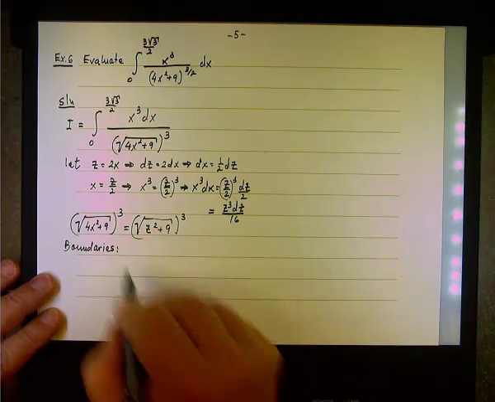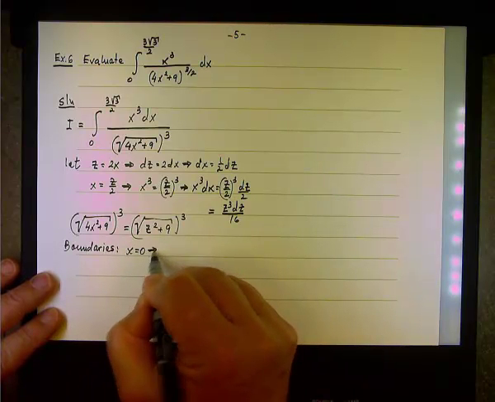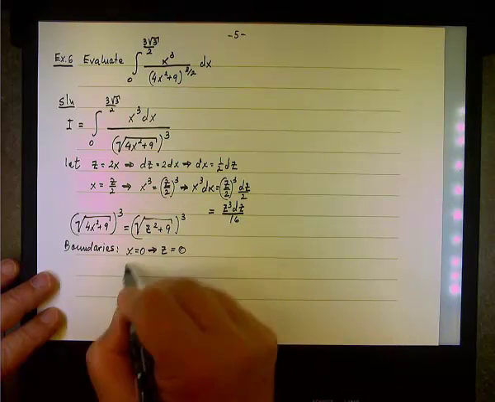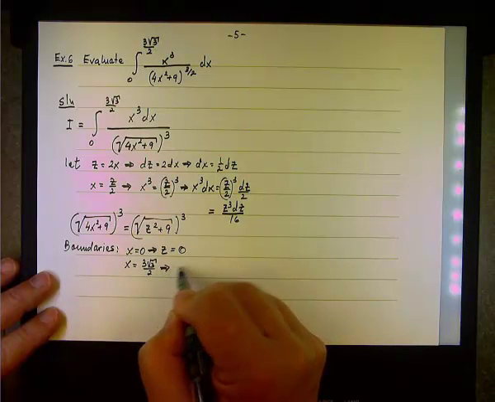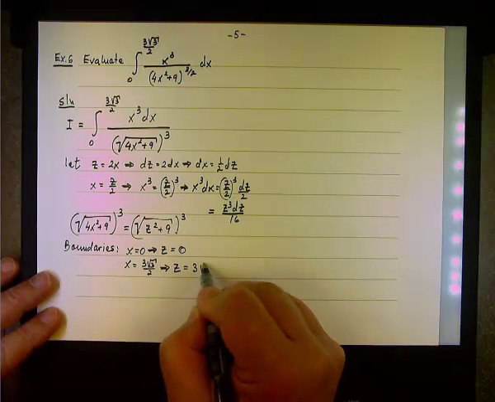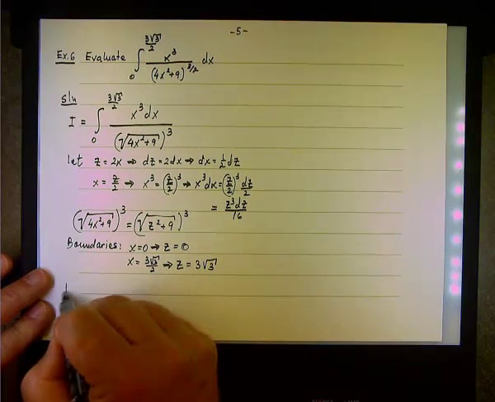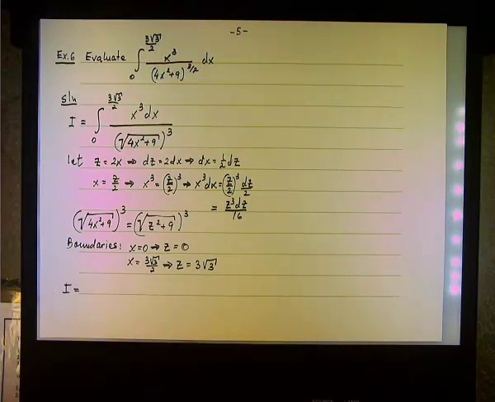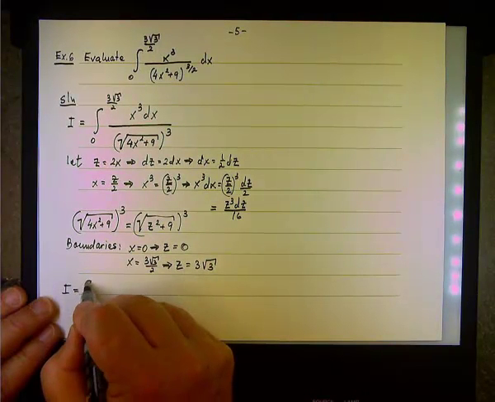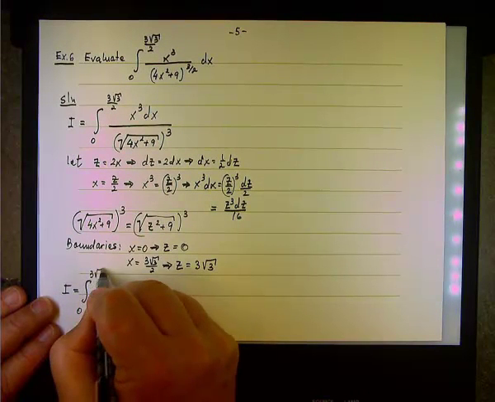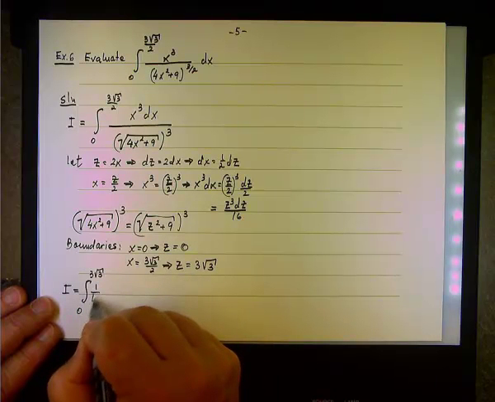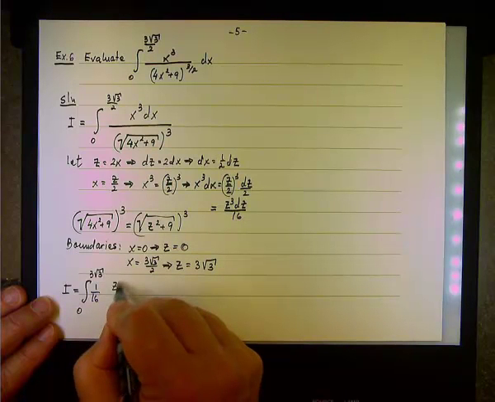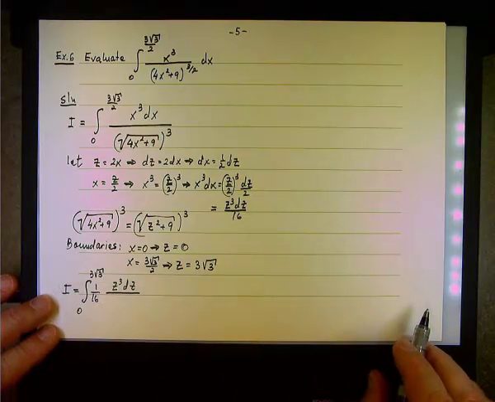Okay, when x equals 0, z equals 2 times 0, z equals 0. When x equals 3 square root of 3 over 2, well, remember z is 2x, so z equals simply 3 square root of 3. So the integral with the new address will be the boundaries 0 to 3 square root of 3. Numerator will be 1 over 16, take the 16 out, z cubed dz. Could have, should have taken this outside the integral altogether.